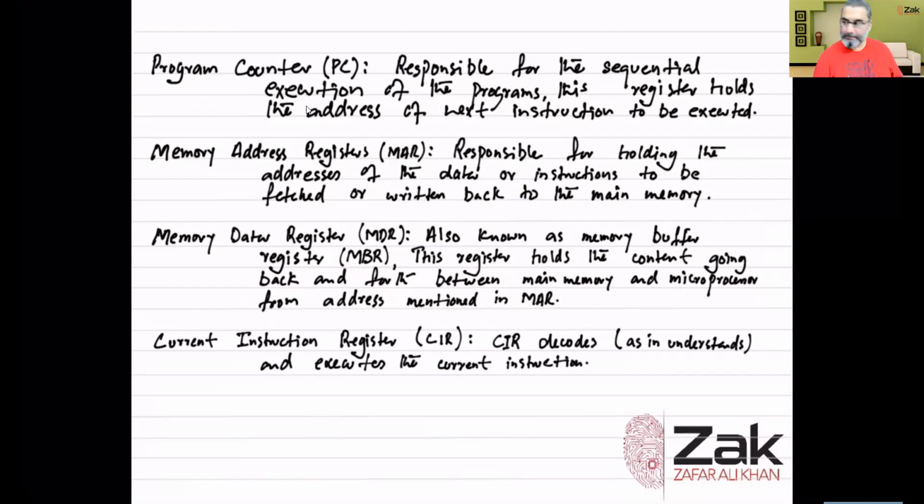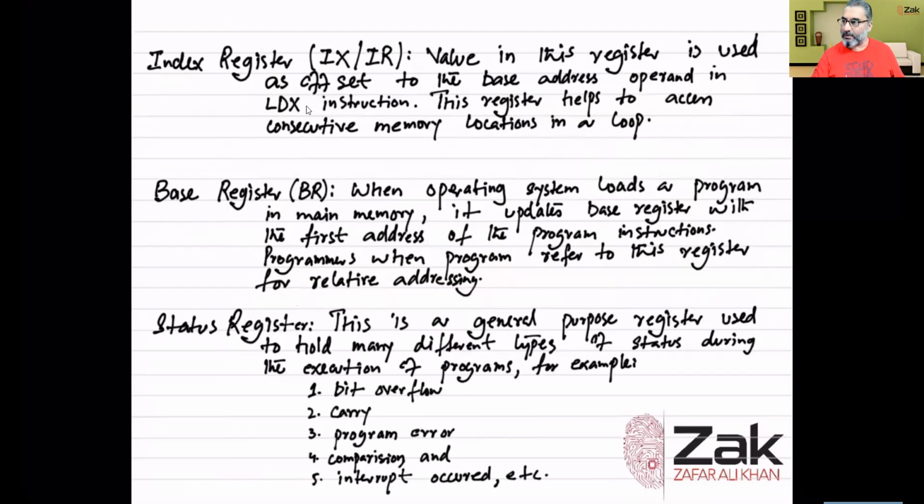A status register, let's see. Index register, mostly written as IX, and sometimes you might see it as IR, but in your syllabus it is IX. A value in this register is used as an offset. Now, what is offset? Offset is actually displacement. Let's say the address is 5 and the displacement is 6, so 5 plus 6 is 11. So this index register makes the address go ahead from the base address.